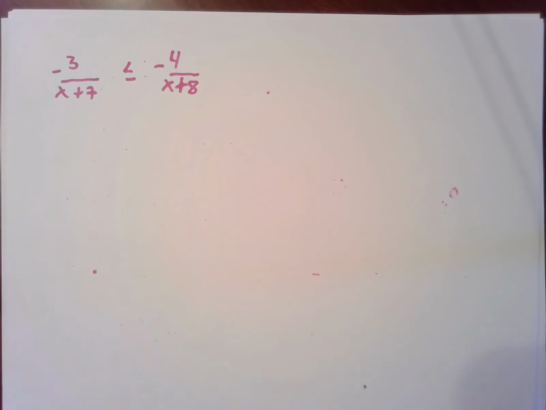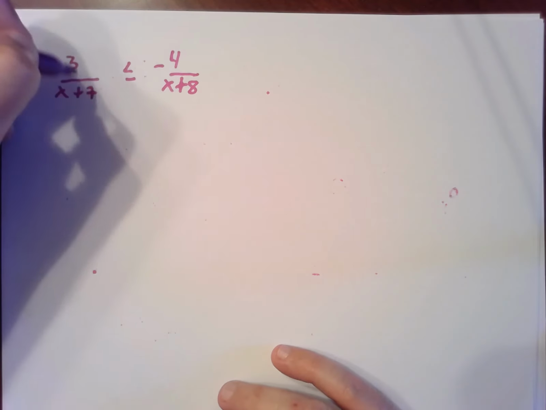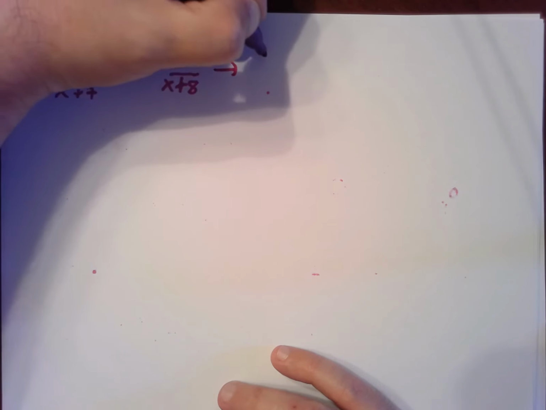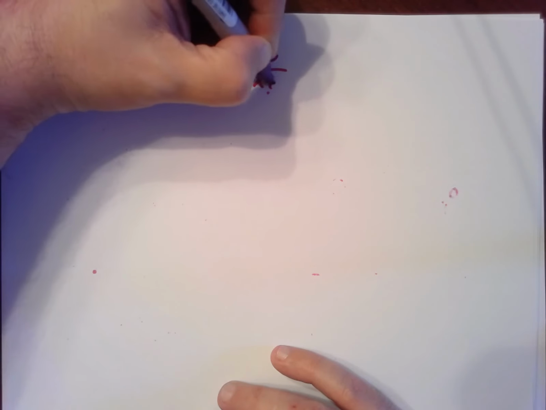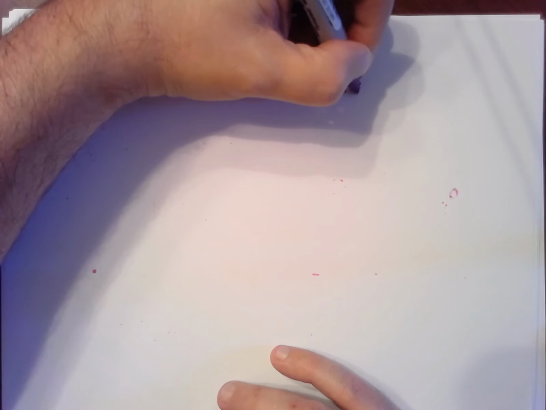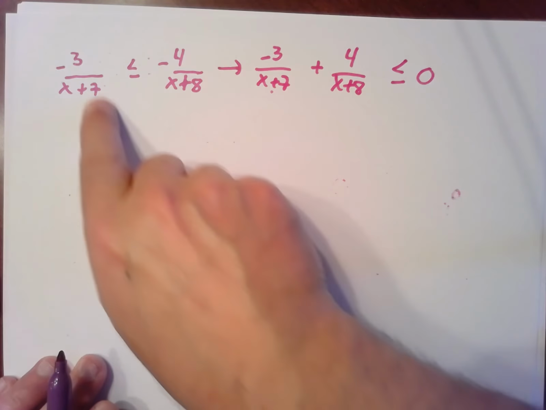Okay, say we want to solve this guy. Again, you might think, hey, I'm going to cross multiply. I promise you, you're going to get it wrong if you do. It's not going to do you any good. Do not cross multiply. Do not cross multiply. You have to subtract. Move everything, or in this case, because it's negative, add. Move everything to one side. So this would become -3 over x plus 7 plus 4 over x plus 8 is now less than or equal to 0. And just move this term to the other side.